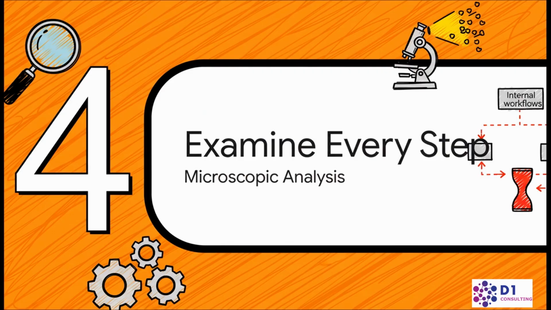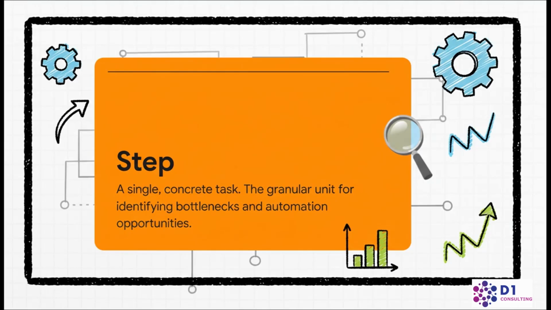Okay, now we're going to the very bottom of the funnel, the most granular, most detailed part of the whole thing, examining every single step. This is the microscopic view. This is where the real aha moments happen. So a step is just one single concrete task. It's the smallest piece of the puzzle. Like literally, copy the list from Notion to Outlook. That's a step. This is where the actual work gets done. And believe me, this is where all those hidden inefficiencies and amazing automation opportunities are just waiting to be found.